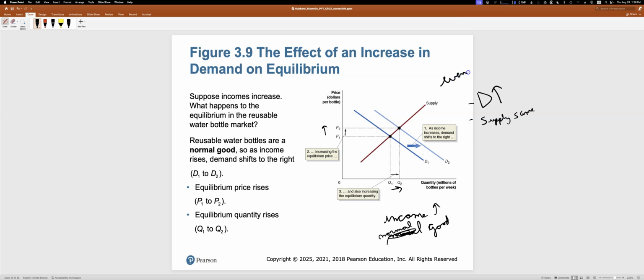So we had an event happen. Income went up and it was a normal good. Then we can predict that the price will rise and that the quantity will rise. And we can see that here. There'll be a movement along the supply curve and a shift of the demand curve.